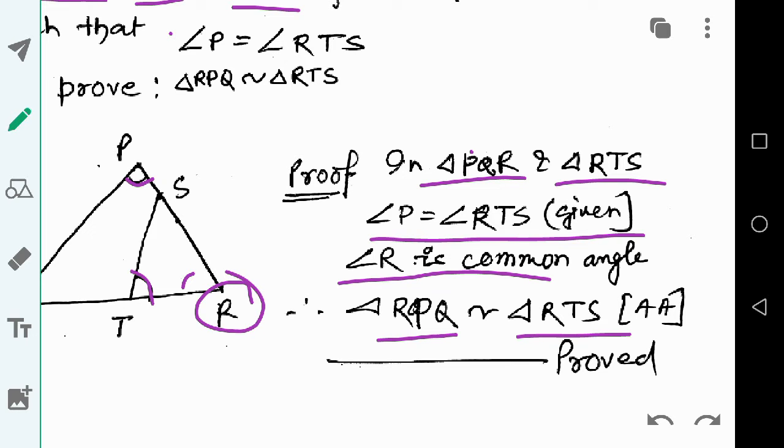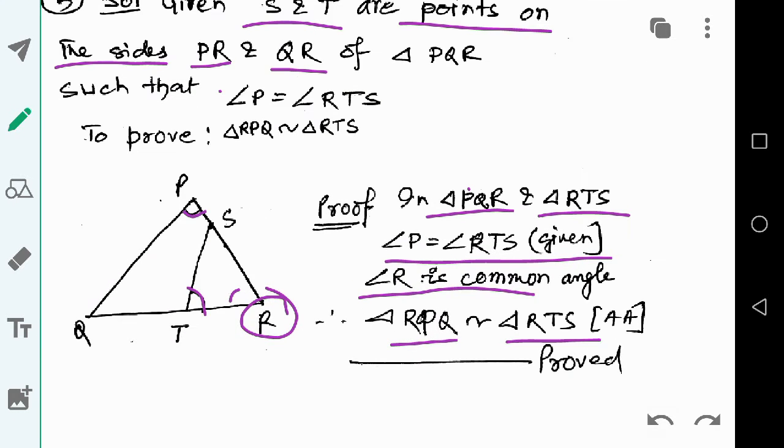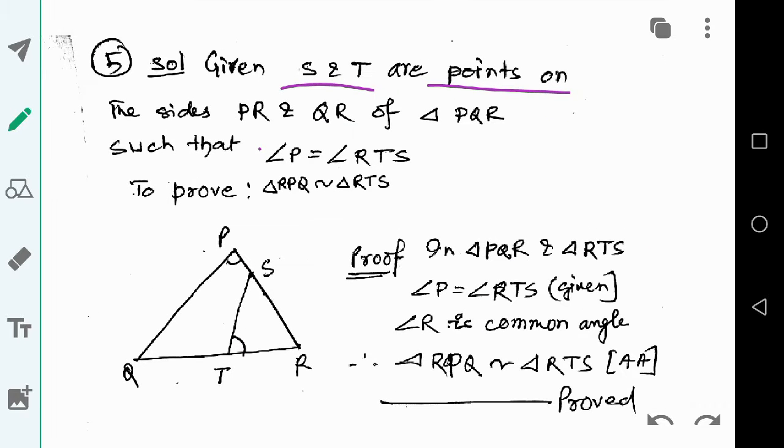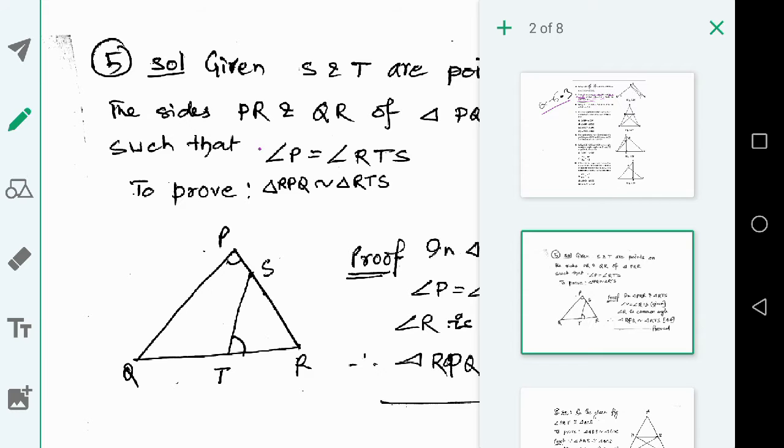Now let me show you the next. First let me clean this. So this is the solution. Now you can note it. So what is the next question?